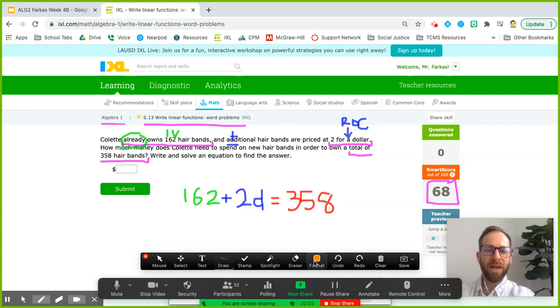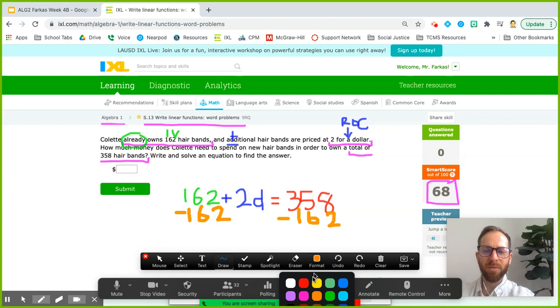One way to do that is by isolating the variable. So we can go ahead and do a 2-step equation because there's 2 things happening here, right? We can subtract 162 from both sides to try and get d by itself. And what do we have left? What does 2d equal to? I bet some of you are already ahead of me. If you take 358 and you subtract 162, what do you have?